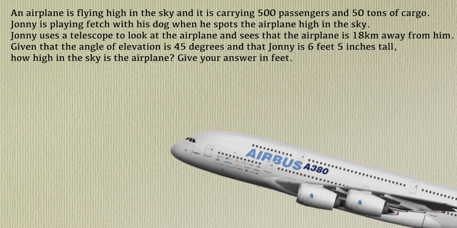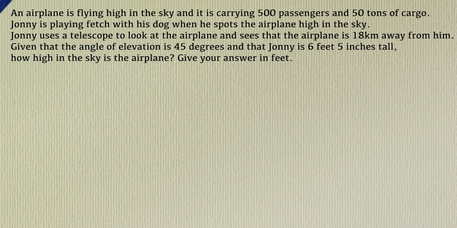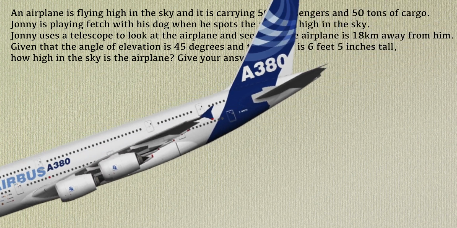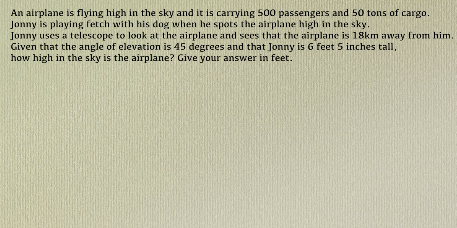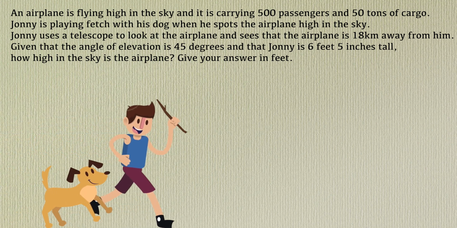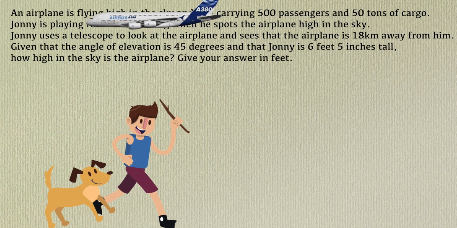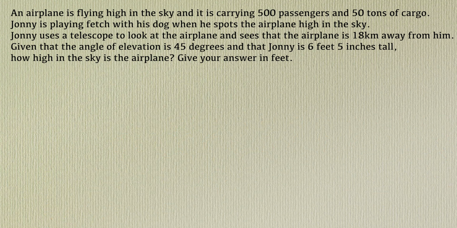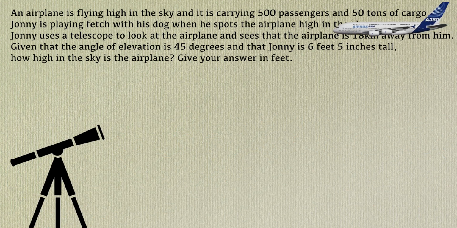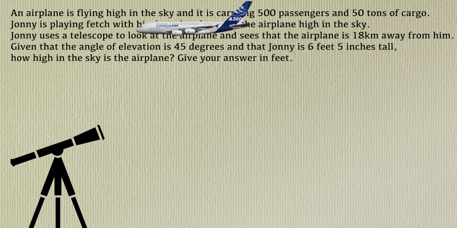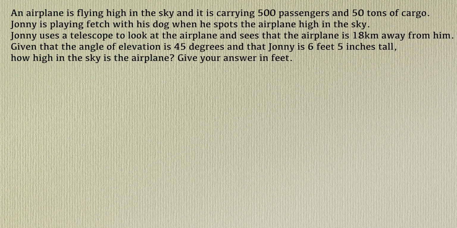An airplane is flying high in the sky and it is carrying 500 passengers and 50 tons of cargo. Wow. Johnny is playing fetch with his dog when he spots the airplane high in the sky. Johnny uses a telescope to look at the airplane and sees that it is 18 kilometers away from him.